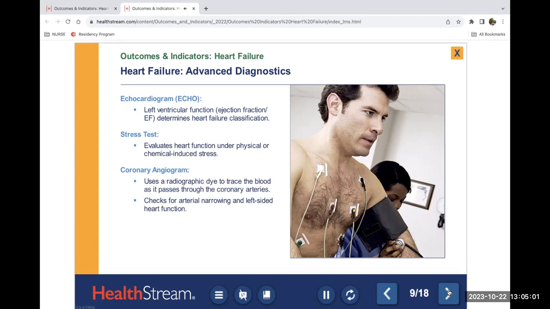An angiogram is a test that uses a dye to follow the blood through the heart. This test checks for arterial narrowing and left-sided heart function. Classification of heart failure will help the care team determine which medicines or devices are indicated.